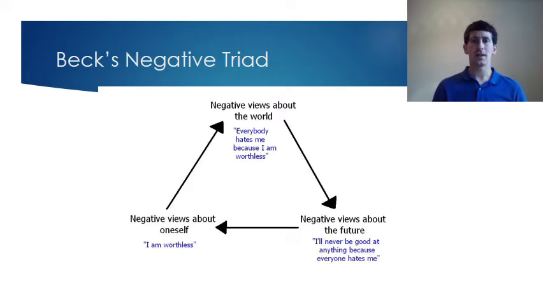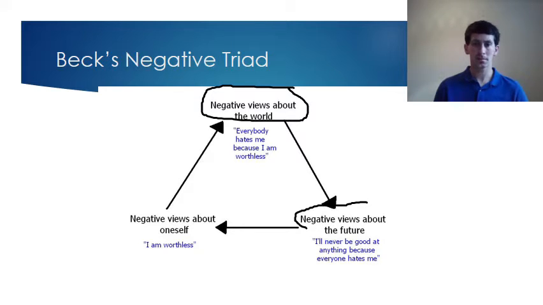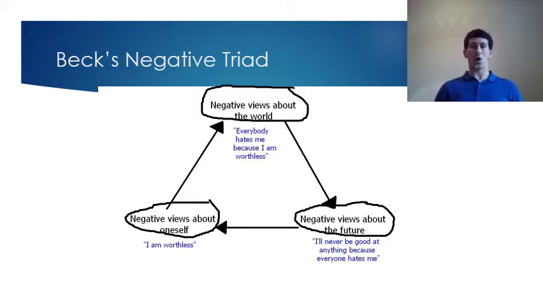This is an idea that we have certain views about certain things in life, and that this can result in depression if our views are negative. So he says we have negative views about the world, negative views about our future, and negative views about oneself. Negative views about the world are generalizations to do with everybody else. So an easy example would be, everybody hates me because I'm worthless. You're relating it to everybody else in the world. Everyone hates you because you're a worthless person.